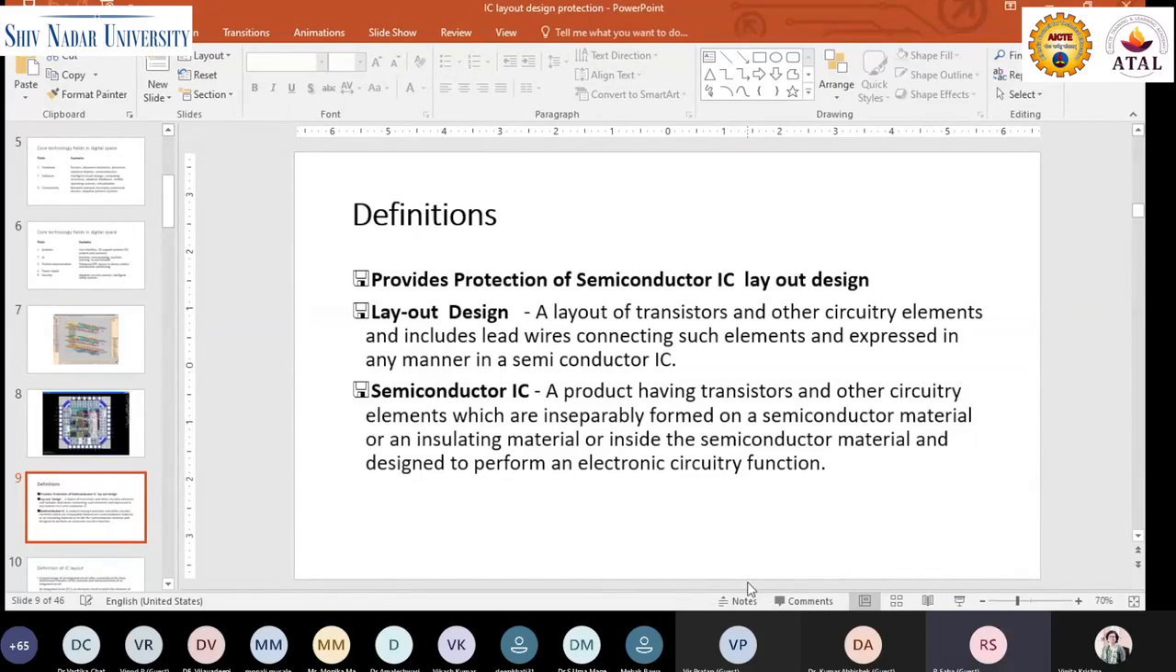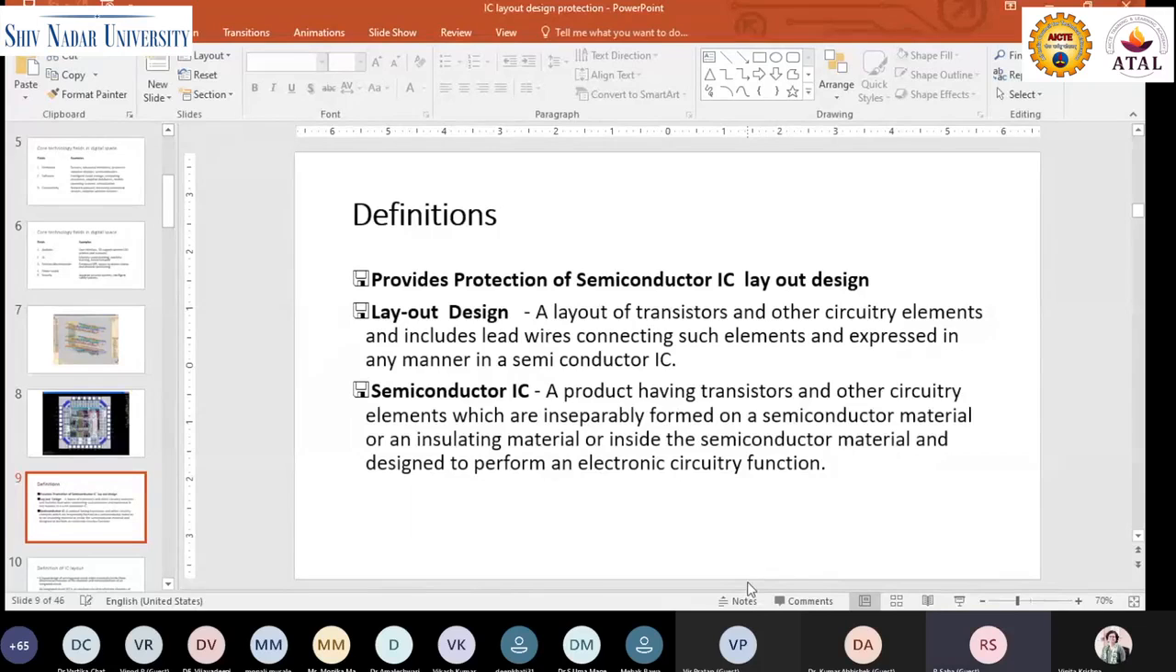So the international community decided to discuss these things, and a treaty was signed in 1989 called the Washington Treaty 1989, which was primarily on protection of semiconductor IC layout design. And interestingly, the treaty was signed in Washington, but the US is still not a member of this treaty. So the US still has a different way of looking at things. And today there is a distinct kind of dissatisfaction with this form of protection.